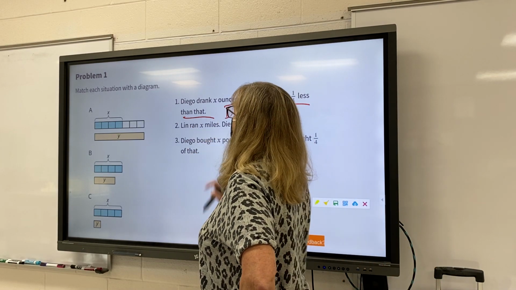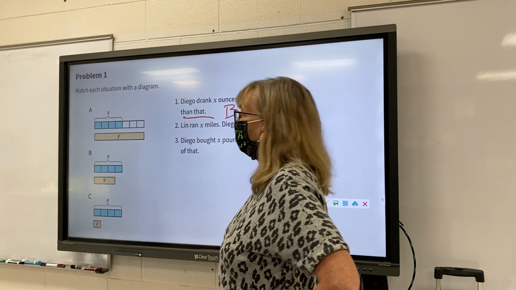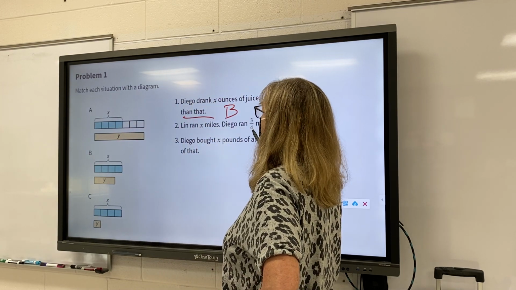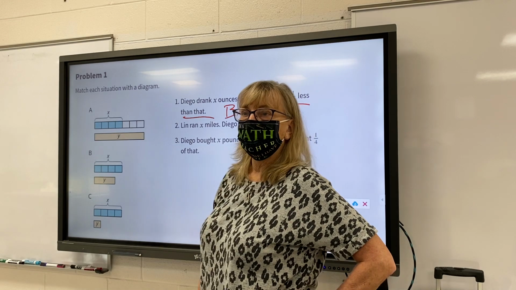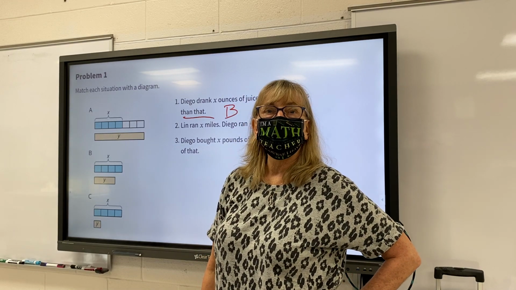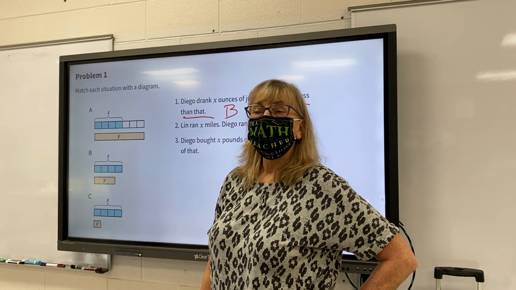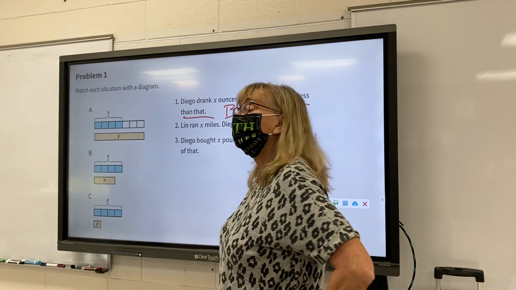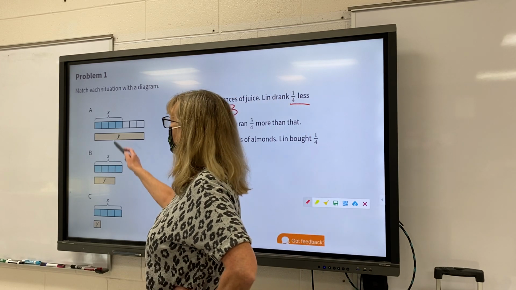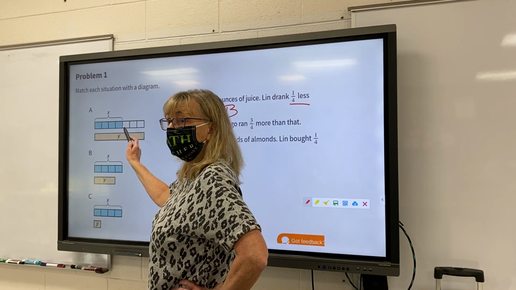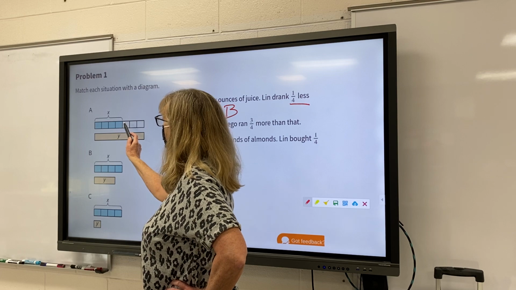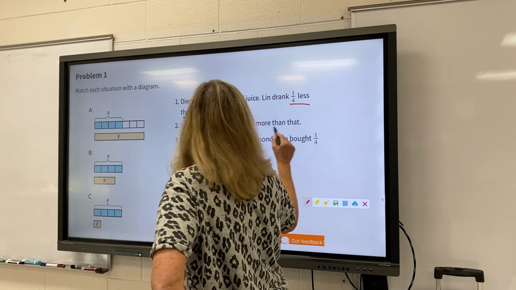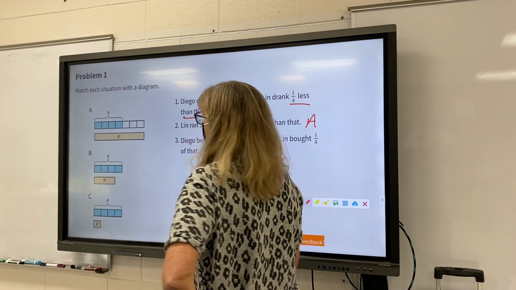Lynn ran X miles. Notice X is always what we start with. Diego ran 3/4 more than that. Is it going to be bigger or smaller than X? Did Diego run more or less than Lynn? More, so it's going to be bigger. So the only one that works is A. And look at it, 1, 2, 3 more fourths, right? Okay, so that's going to be A.